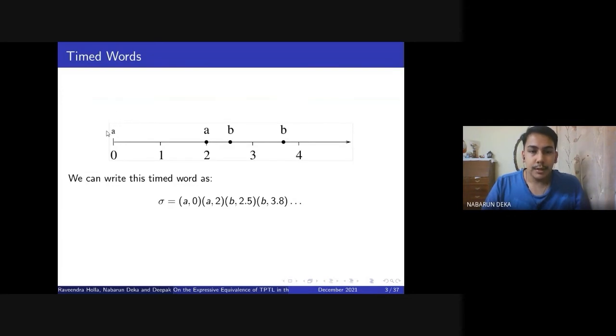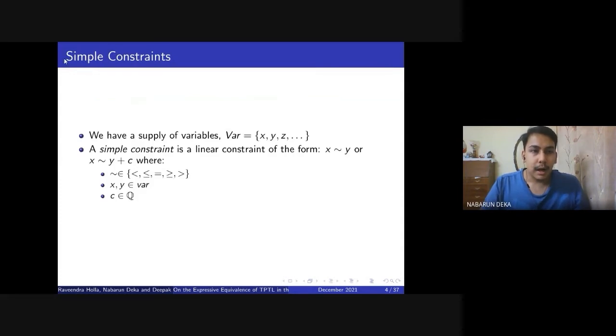A time word is a sequence of tuples which are of the form an action followed by a timestamp. So this time word has an action A at 0, A at 2, B at 2.5, B at 3.8, and so on. Along with this, our logic has simple constraints. A simple constraint is a constraint of the form x related to y, where x and y are variables, or x related to y plus c, where c is a rational constant, and the relation can be any one of these five.